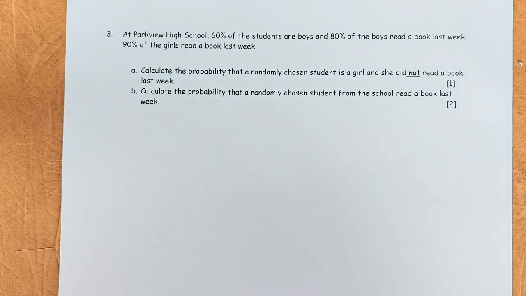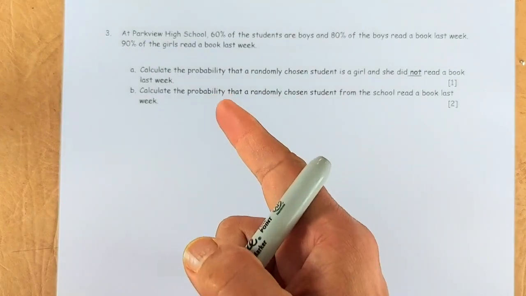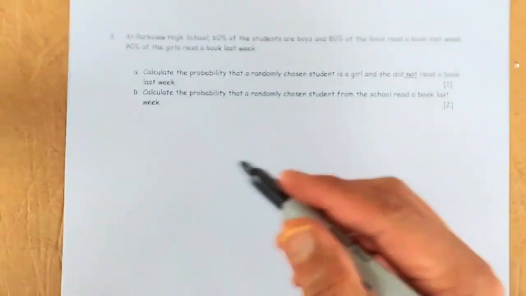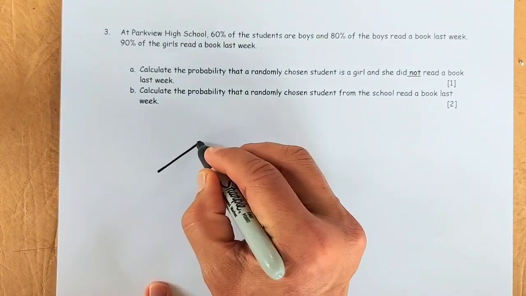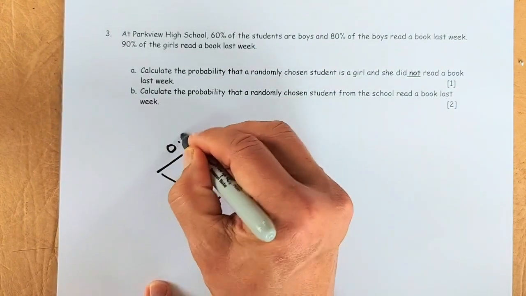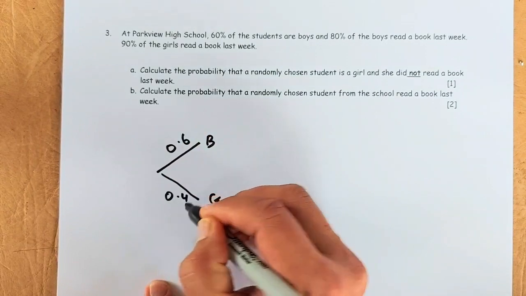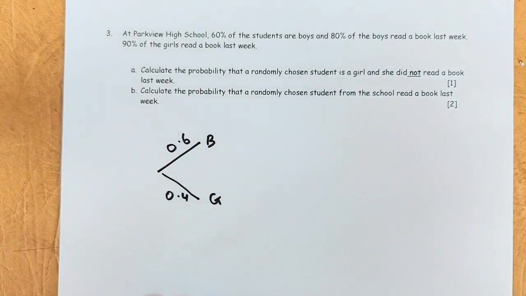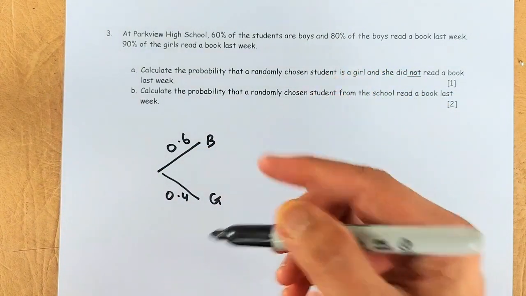This is the probability section. In this school, Parkview High School, 60% of the students are boys. So event 1 is boys and girls. So 60% is 0.6, and the girls will be 0.4, because in a branch these two must add up to 1. 60% boys, 40% girls. Of the boys, 80% read the book.